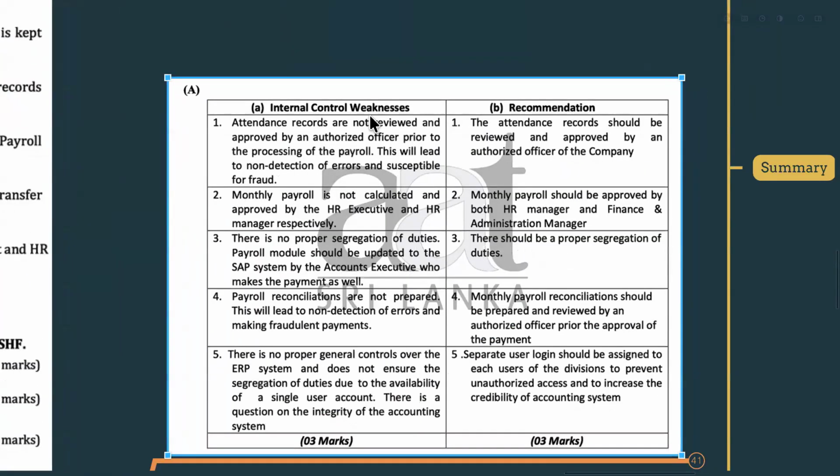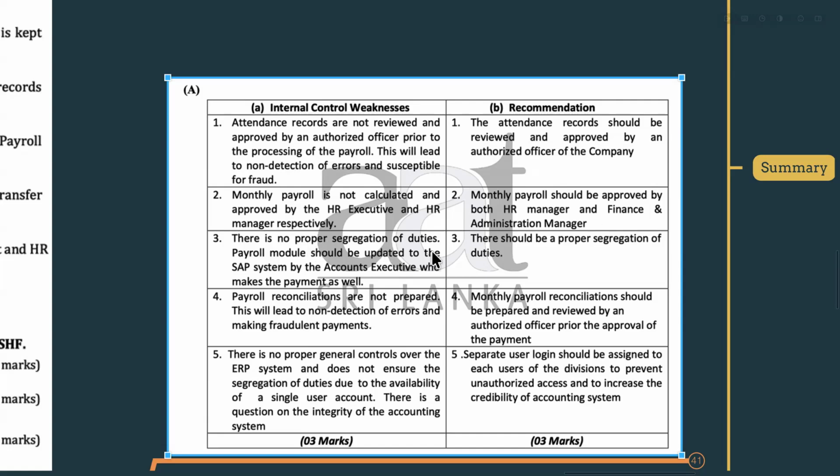Internal control weakness: attendance records are not reviewed and approved by an authorized officer prior to the processing of the payroll. This will lead to non-detection of errors and is susceptible to fraud. What's the recommendation? The attendance record should be reviewed and approved by an authorized officer of the company. Any documents before entering into the system, any request, should be approved and authorized. That's a big statement. And the monthly payroll is not calculated and approved by the HR executive and HR manager respectively. So the monthly payroll should be approved by both the HR manager and the finance and administrative manager.